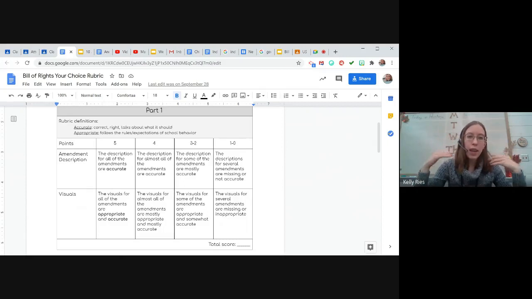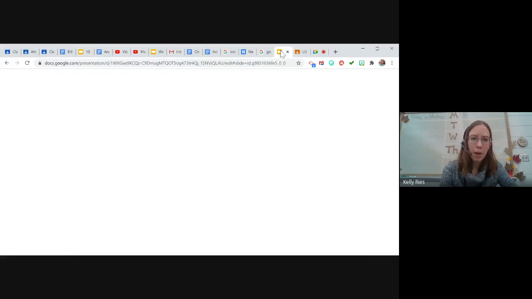A visual should explain to someone what the amendment is if that person could not read. So if that person could not read, would they be able to see your visual and understand what the amendment means? So that's kind of my little description for your visual right there. So this is all part one, and this is how I am grading part one. Let me go back and I'll show you part two.